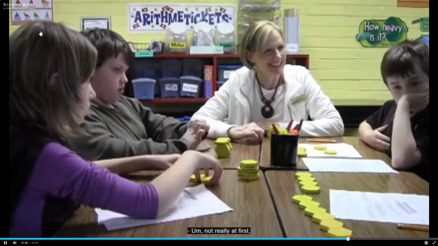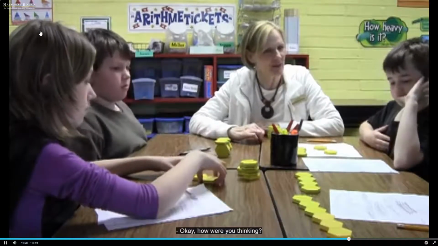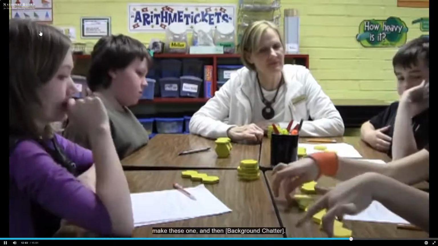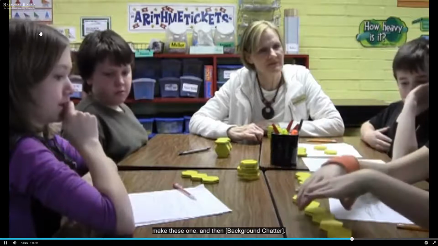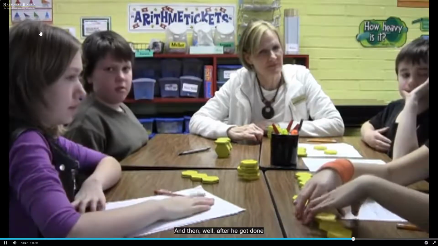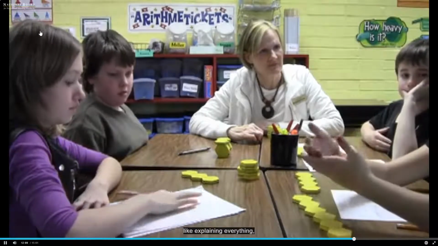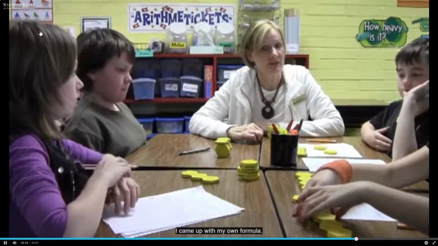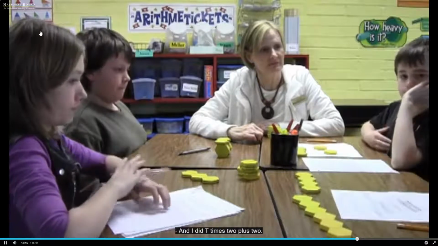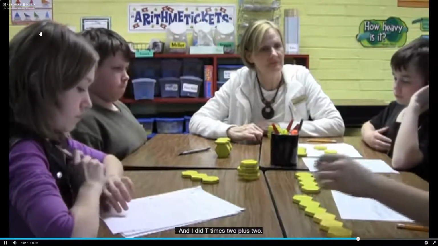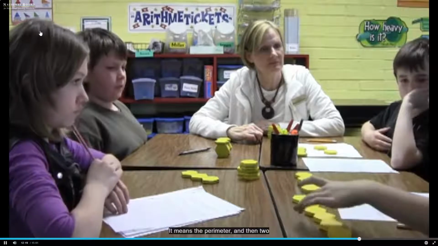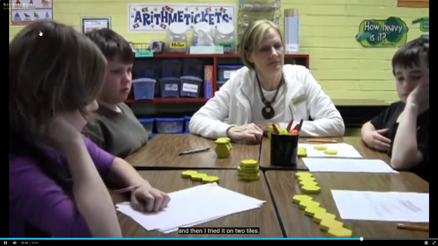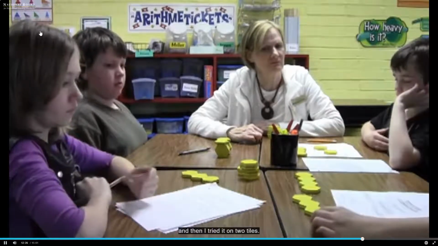Not really at first, but then I kind of got it. Okay. How were you thinking? Well, I was thinking that you would just make these one, and then after he got done explaining and everything, I came up with my own formula. Okay. What'd you write down? I did P times 2 plus 2. That means the perimeter, and then 2 would be the 2 sides, and then I tried it on 2 tiles.